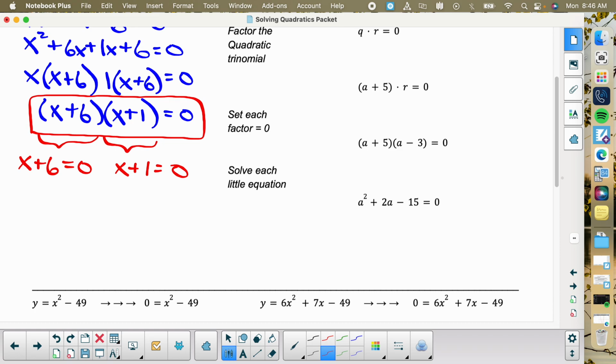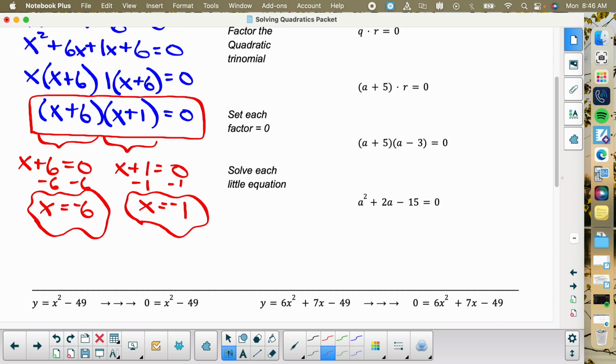You're going to solve each one of these as its own little equation. And then these are the same two answers we found by graphing. So the important thing you're going to get out of today: what happens if we have factors equal to 0?